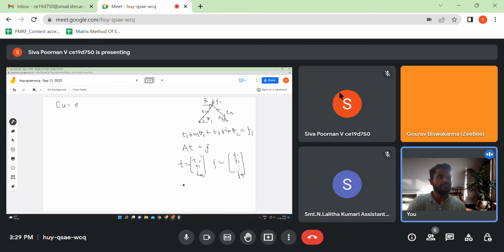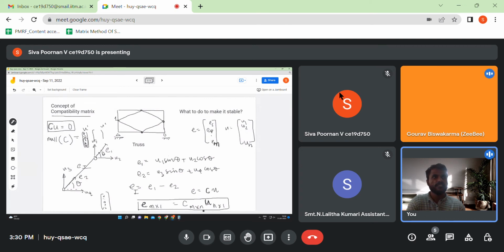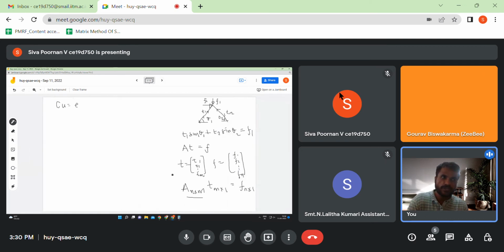So here again we see that A will be a matrix of n cross m, T would be m cross 1, and forces will be n cross 1, right? So we can see that A is of size n cross m, while previously we saw that C was of size m cross n, right? So they are reverse, and it so happens that if you arrange, you will know that A is actually C transpose.